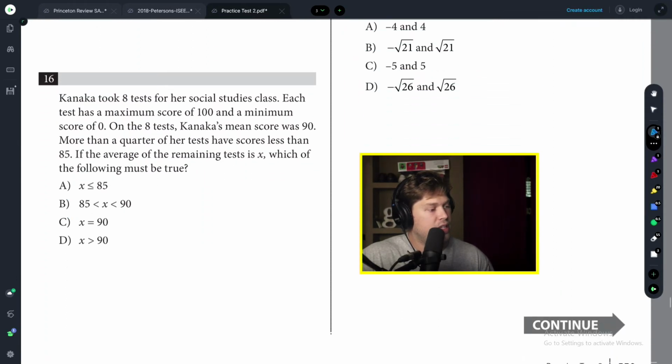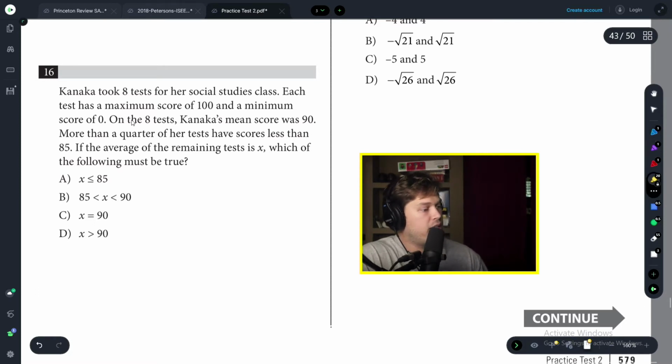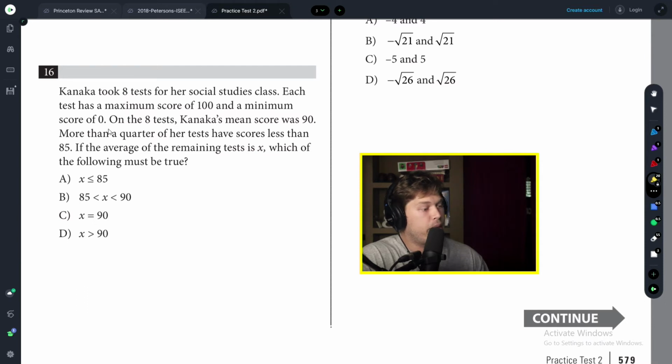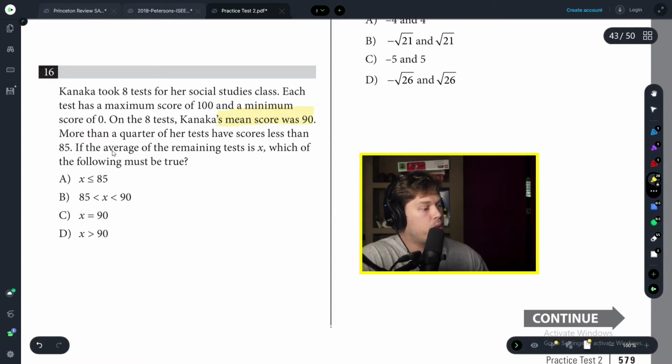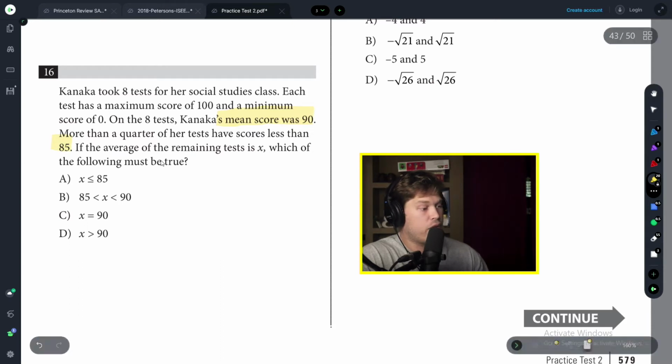On to number 16. Kanaka took 8 tests for her social studies class. Each has a maximum score of 100 and a minimum score of 0. On the 8 tests, Kanaka's mean score, her average score, remember that mean means average, was 90. More than a quarter of her tests have scores less than 85. If the average of the remaining tests is x, which of the following must be true? So Kanaka took 8 tests. We have test 1, test 2, and then all the way to test 8.